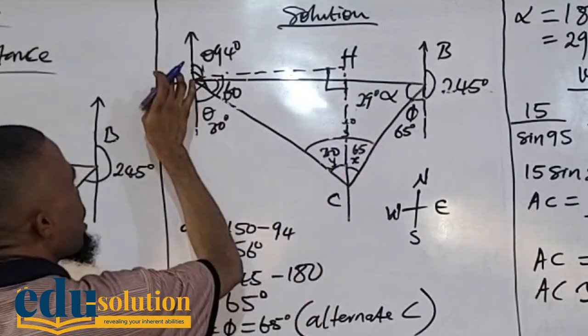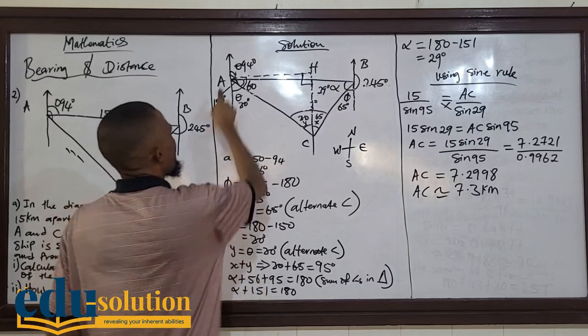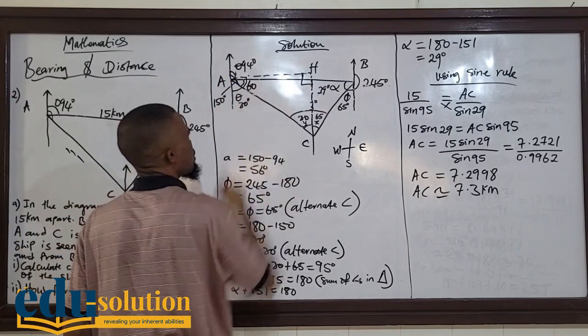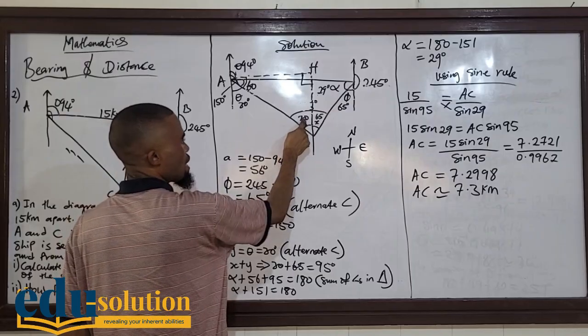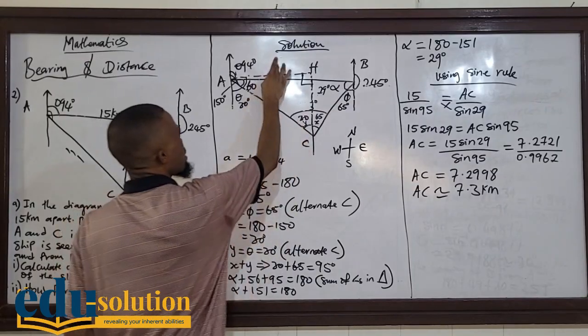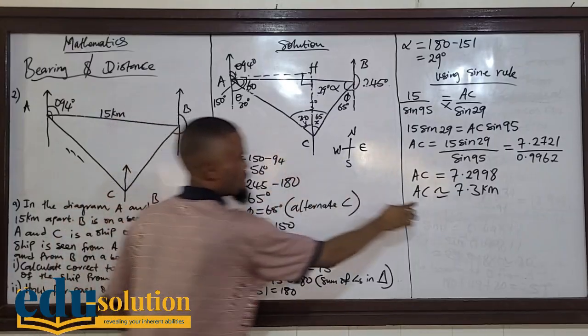So that means I'm looking for AH, because they say how far, it's talking about distance. So we are looking for AH. Our AH is our opposite. Why? Because I'm using angle 30. So AH is our opposite, and then we have calculated this side, which we got in this place as 7.